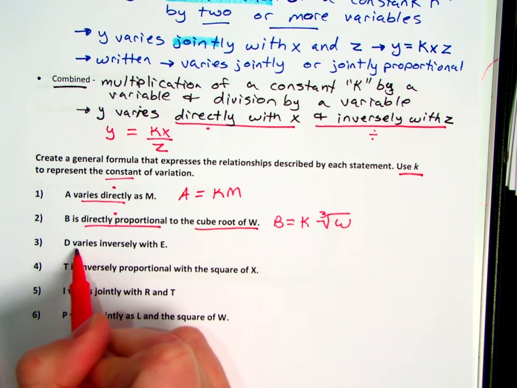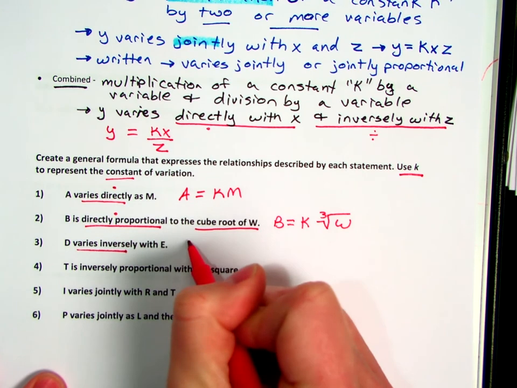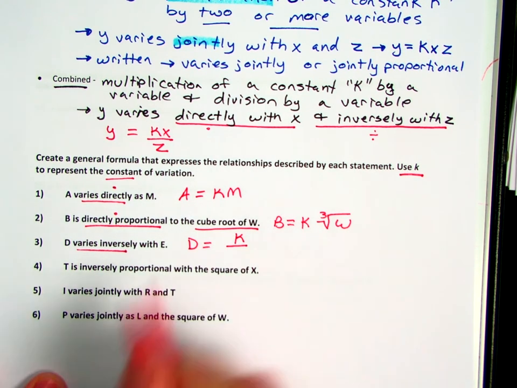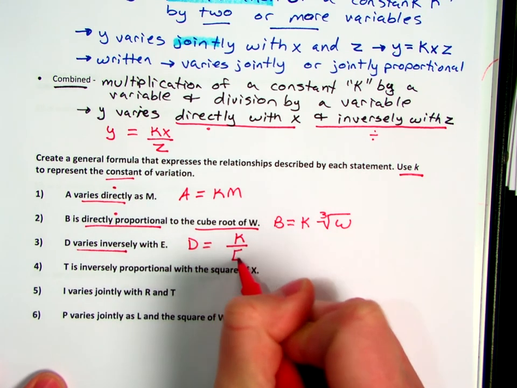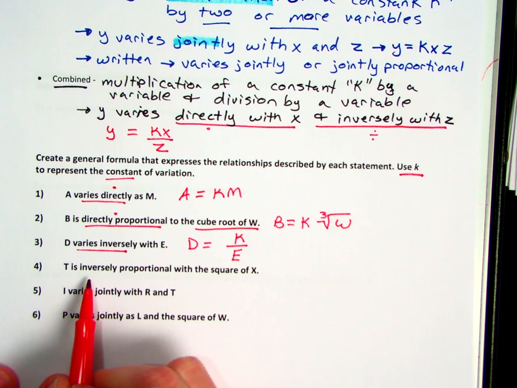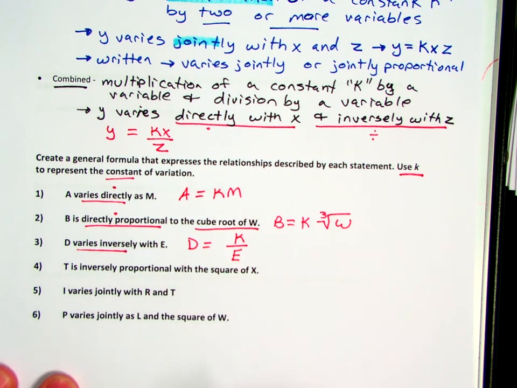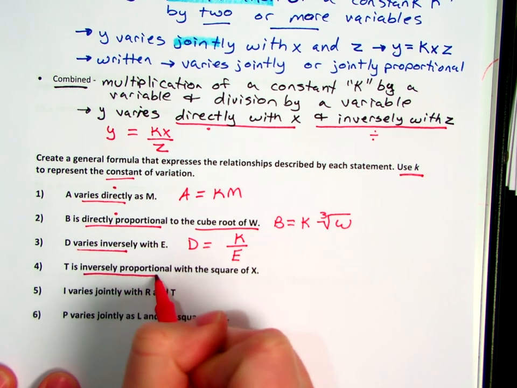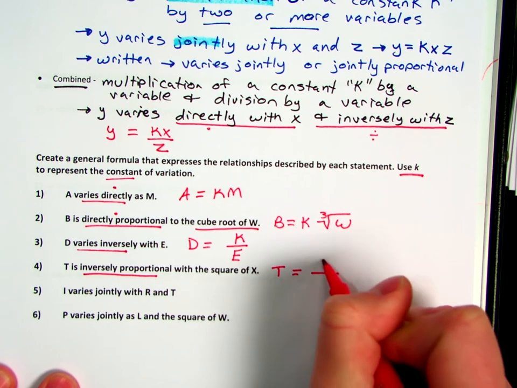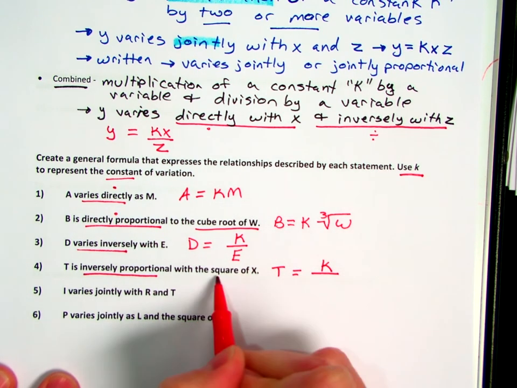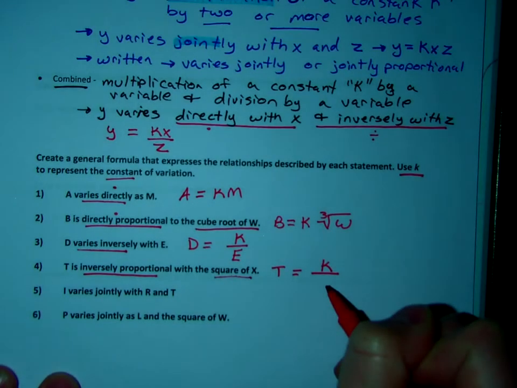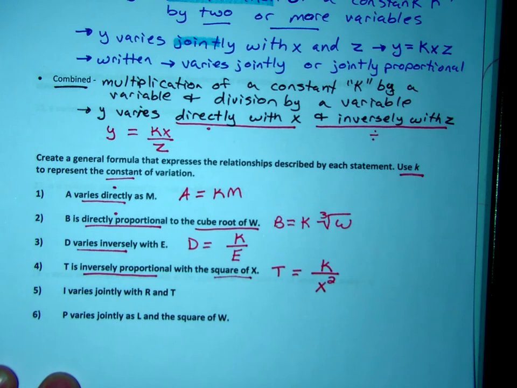Next one, D varies inversely, so I know I'm going to be doing a division problem, where my constant is on the top. And since it varies inversely with E, E would go on the bottom. Next one, T is inversely proportional with the square of X. So again, we're doing inversely proportional, so that means division. So T, we're going to be doing division with K on the top, and on the bottom, it is the square of X. Sorry, that went dark for a minute. It should brighten up. So X squared is what we would put in there.